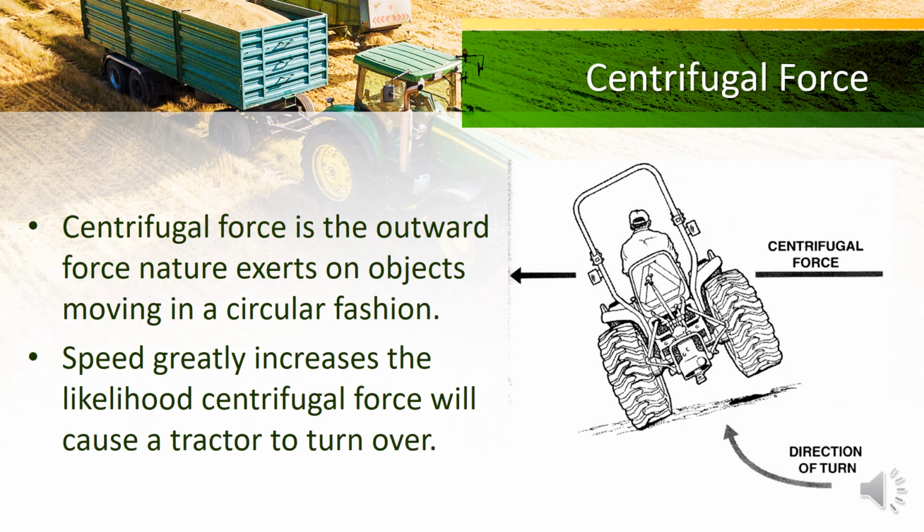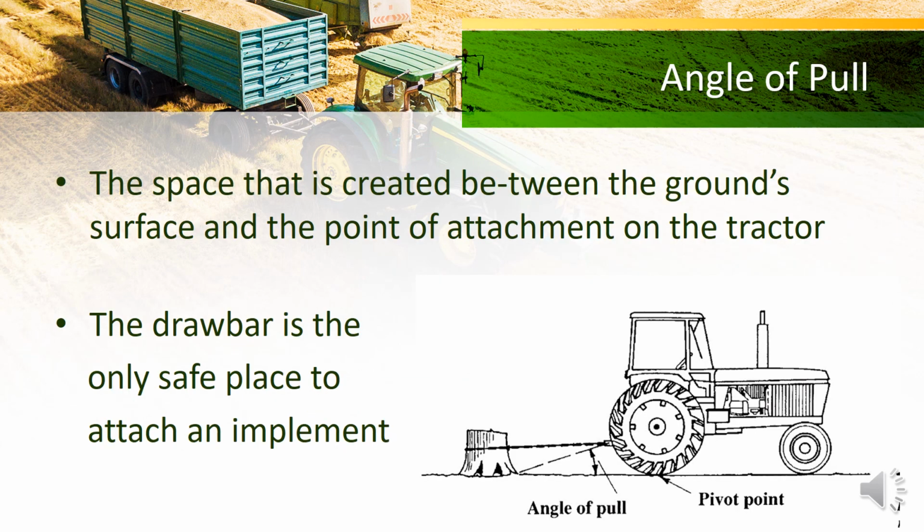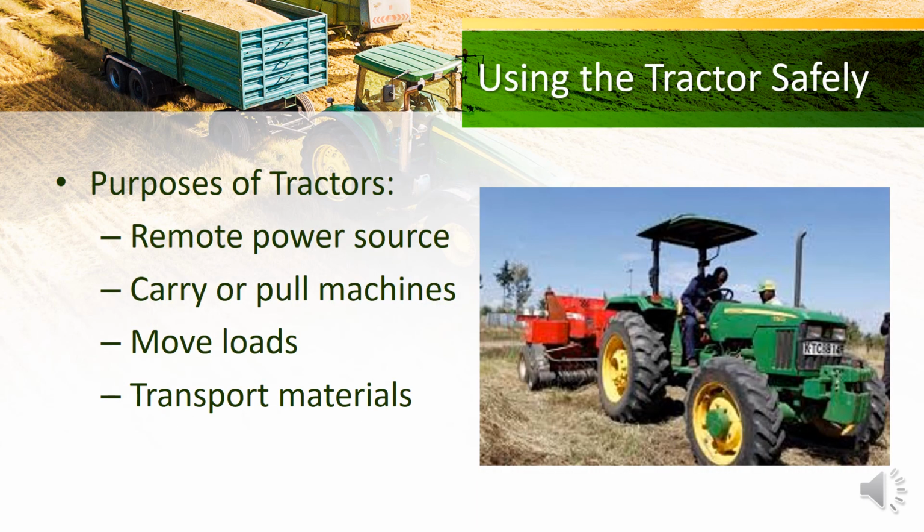Centrifugal force is the outward force nature exerts on objects moving in a circular motion, and this greatly increases as your speed increases and can cause the tractor to turn over. You also should know your angle of pull, the space that is created between the ground surface and the point of attachment on a tractor. The drawbar is the only safe place to attach an implement. If you try to attach it elsewhere, it may increase your angle of pull and you can roll over.